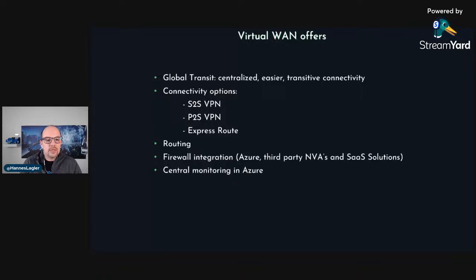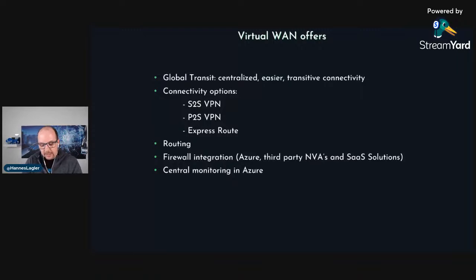You have a routing instance. You can implement different routes. You can use the standard configuration or implement what you prefer. You have the ability to integrate firewalls, the Azure Firewall, third-party NVAs, or software as a service solutions. It's really new. This is the ability you have. And for sure, you have centralized monitoring in Azure. We will also see this in the live demo later on.